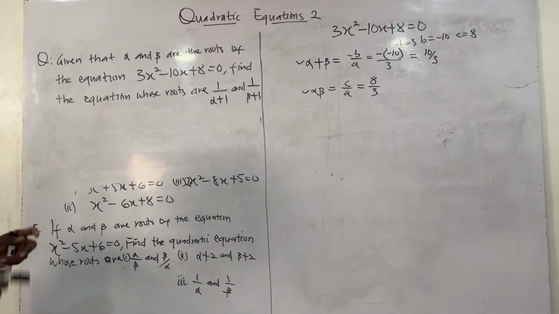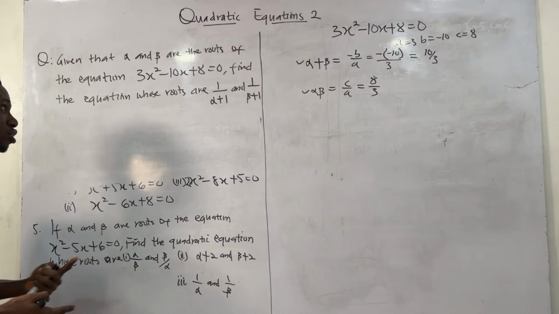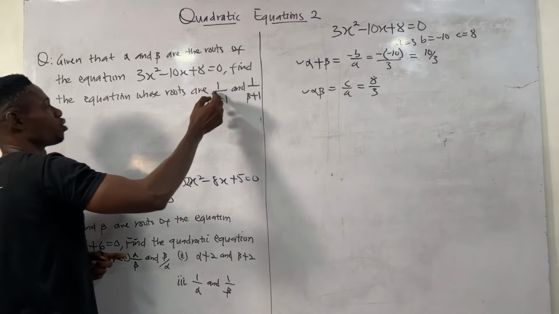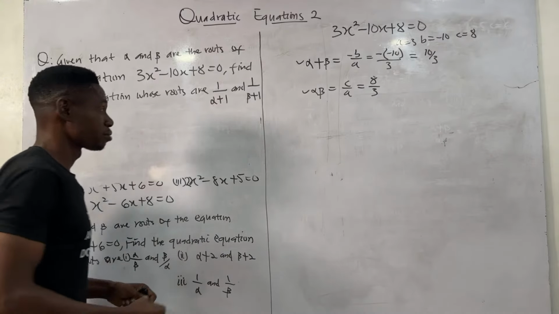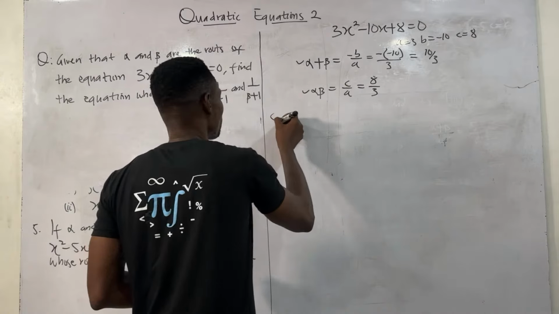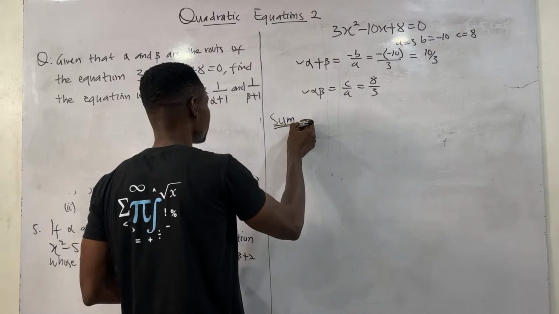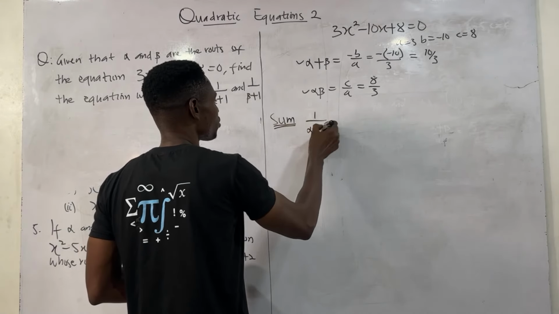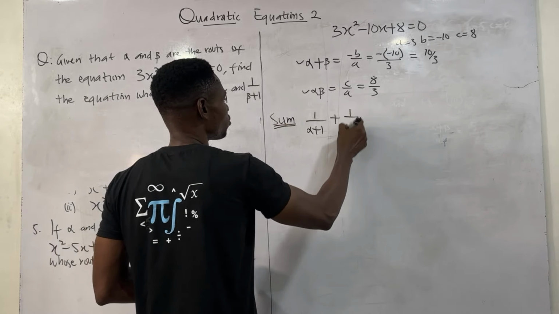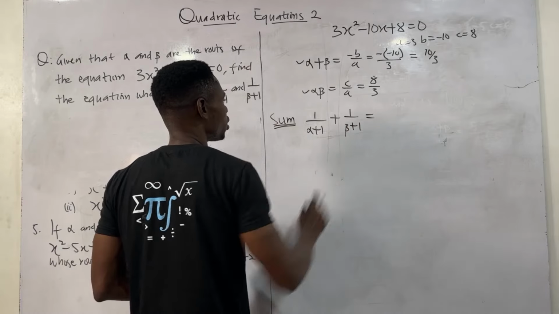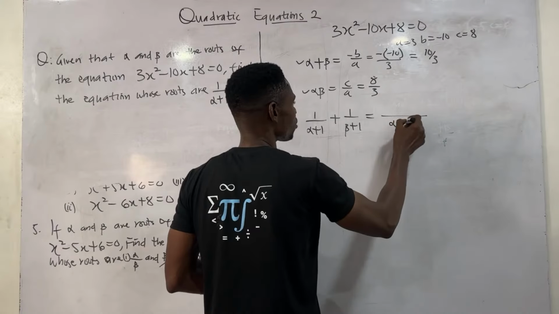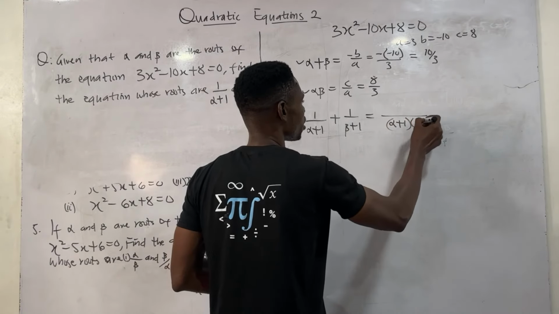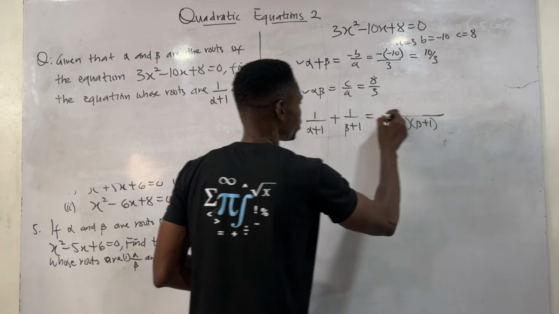Now here comes the question. We have to find a new equation whose roots are 1 over alpha plus 1 and 1 over beta plus 1. So let's look for the sum in this new case. So 1 over alpha plus 1 plus 1 over beta plus 1 equals to, first we'll start with the LCM, right? The LCM will be alpha plus 1 multiplied by beta plus 1.